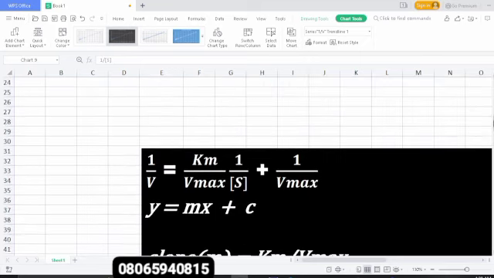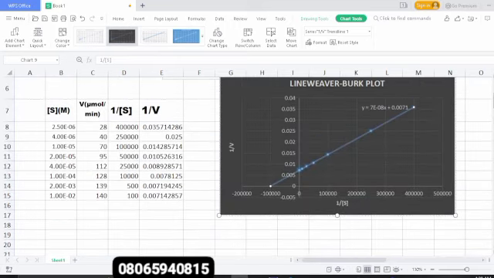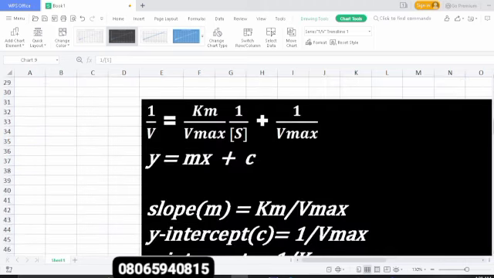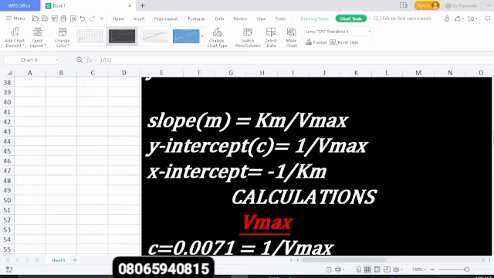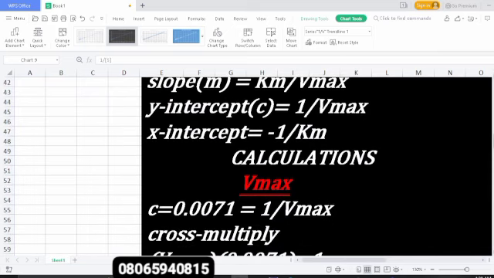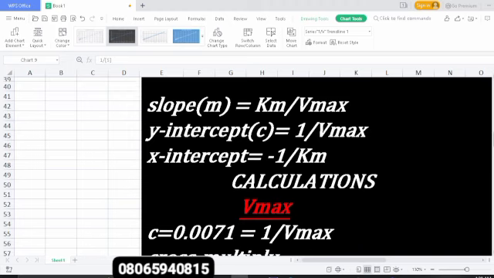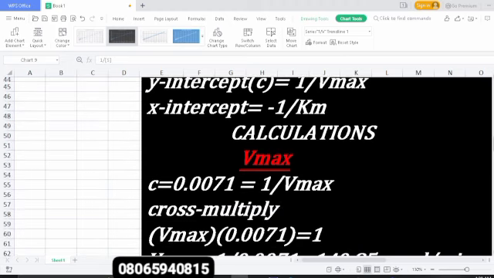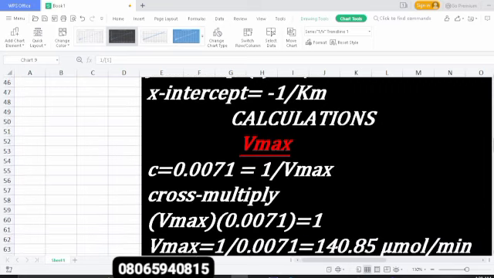Recall from this equation of a straight line that our c, which is the intercept, is 0.0071. So you come back here and say your c, which is your y-intercept, is equal to 0.0071. But what formula does c stand for? 1 over Vmax. So you are going to equate those. And what are we looking for here? Vmax. So you cross multiply.